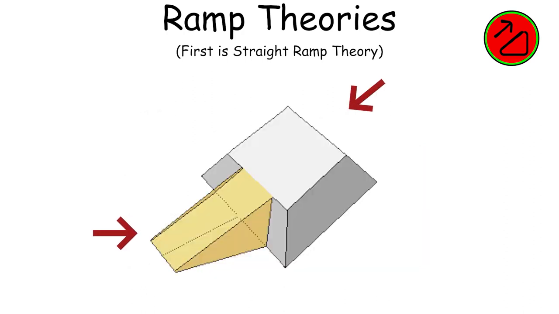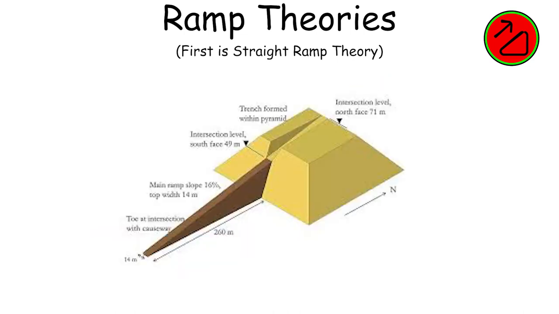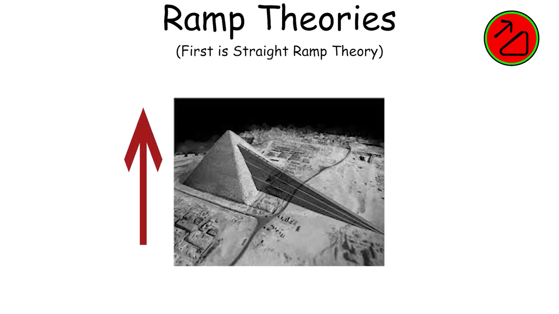The primary challenge with this theory is the sheer length and volume of material required to build such a ramp, especially as the pyramid grew taller. The ramp would need to be extended and heightened continuously, making it a massive engineering project in itself.